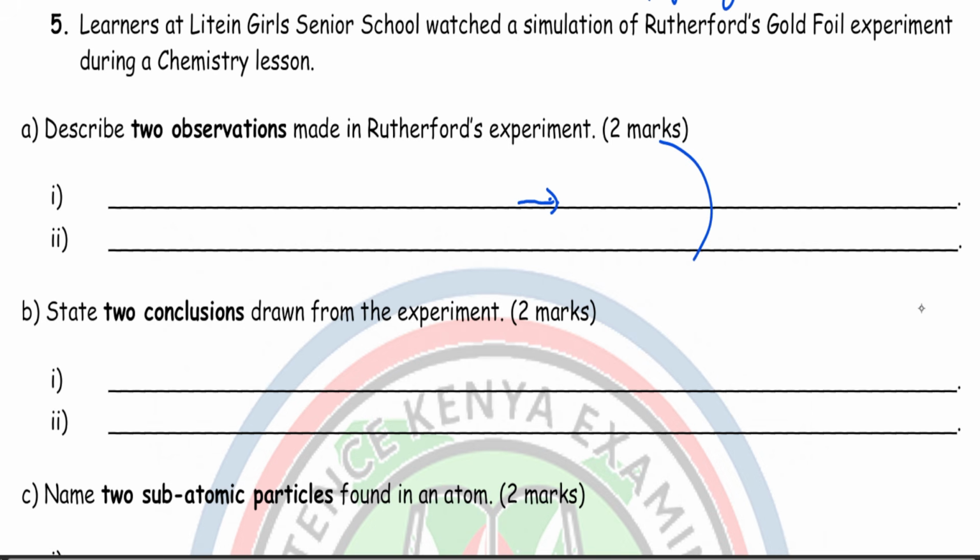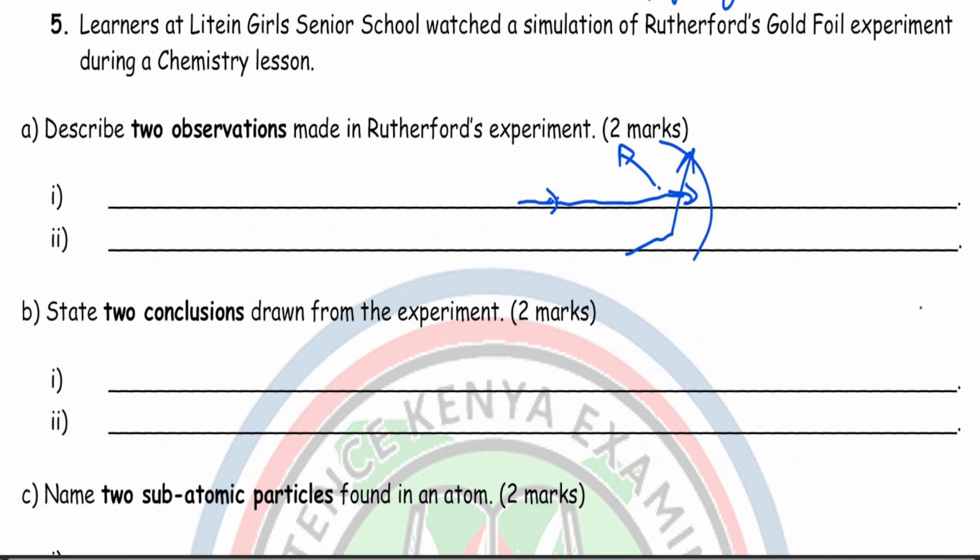He discovered that one particle just passed through the gold foil. The other particle bounced back. That's the second observation he noticed. There was also rebounding back. Some, instead of bouncing back, deflected. So it came here and then deflected. So those are the observations he saw.